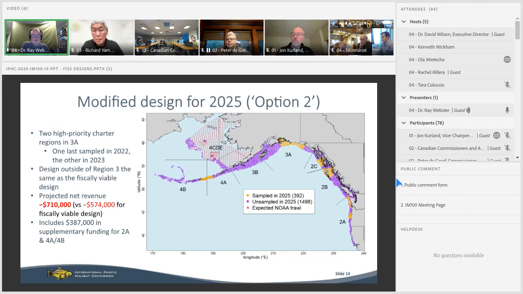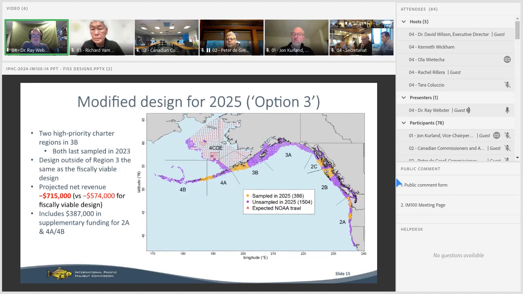These regions in 3A were projected to lose more money than those included in the fiscally viable design, and so the projected loss was around $710,000. Again, supplementary funding was included for 2A, 4A, and 4B. The other design instead shifted the 2 regions to be sampled to higher priority regions in 3B.